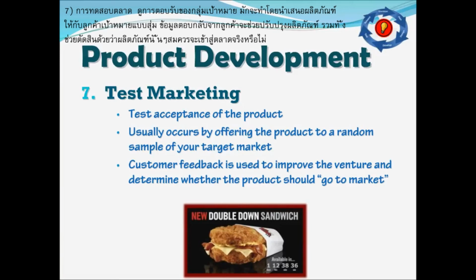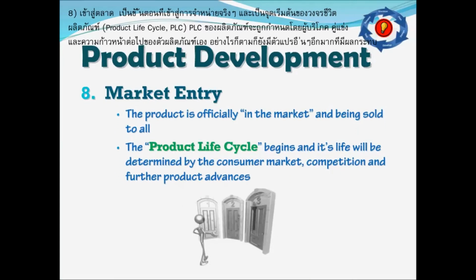You need to test the acceptance of the product. Do consumers like it? Will they accept it? May they buy it down the road? This occurs by offering the product to a random sample of your target market. This is something that we look back at in marketing research. The consumer feedback in these test markets will improve your venture, improve your product, and determine whether the product should officially go to market. And if the test marketing is successful, it now moves on to market entry.